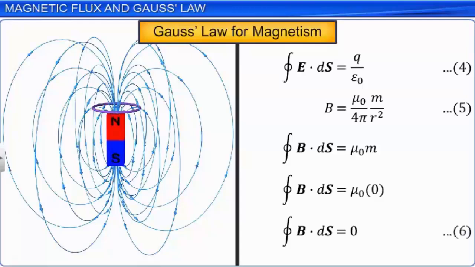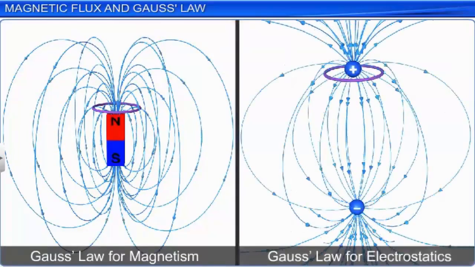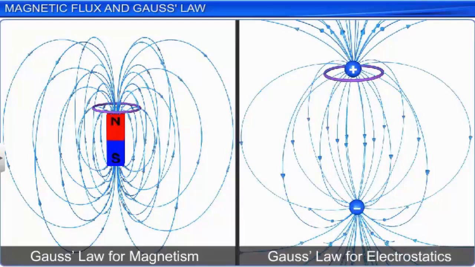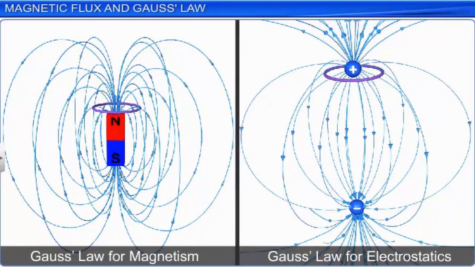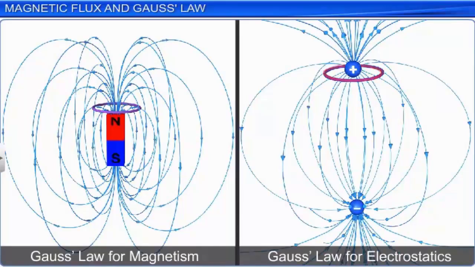Let's discuss Gauss' law for electrostatics and magnetism more explicitly by considering the field lines due to an electric dipole and a magnetic dipole. Consider a closed surface that encloses one of the charges of an electric dipole, and another closed surface which encloses one of the poles of a bar magnet.